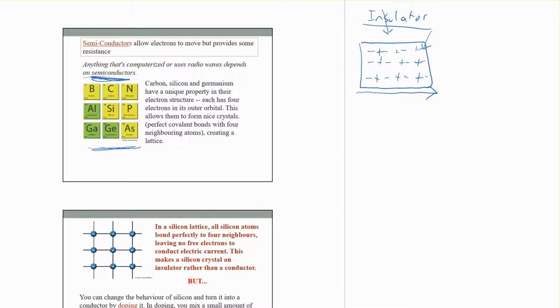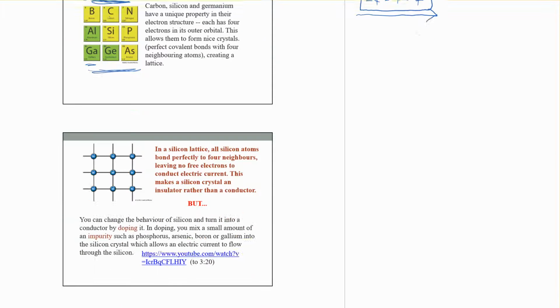A semiconductor would be something like carbon. You might have heard about silicon being part of what makes up your computer, right? We make computer chips out of silicon. We could also make them out of others; germanium is a common one that's in your computer.